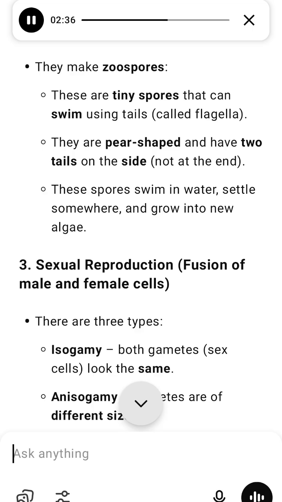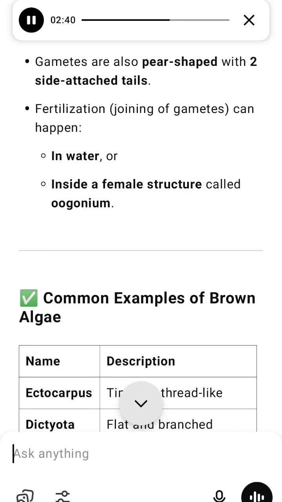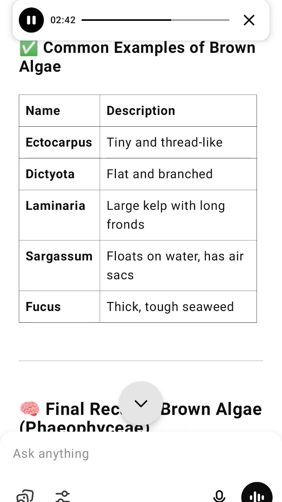Common examples of brown algae, name and description. Ectocarpus, tiny and thread-like. Dictyota, flat and branched. Laminaria, large kelp with long fronds. Sargassum, floats on water, has air sacs. Fucus, thick, tough seaweed. Final recap, brown algae, Phaeophyceae.